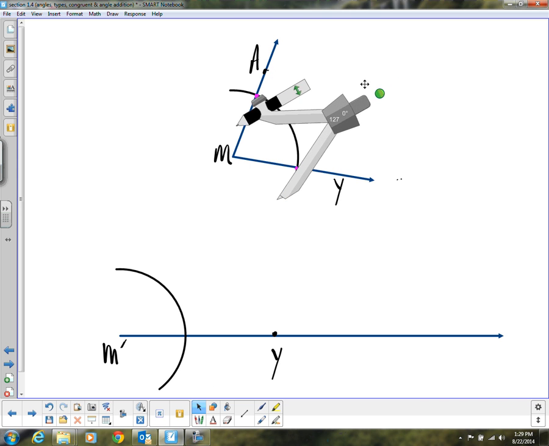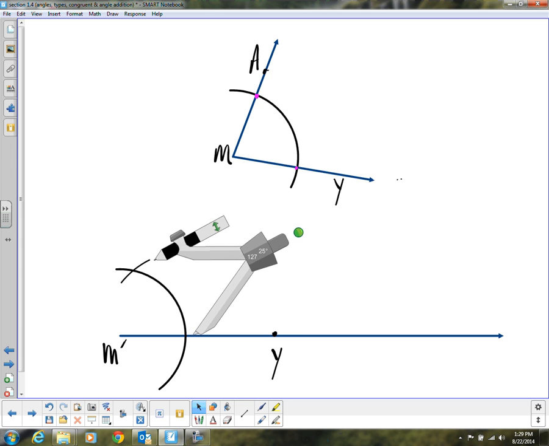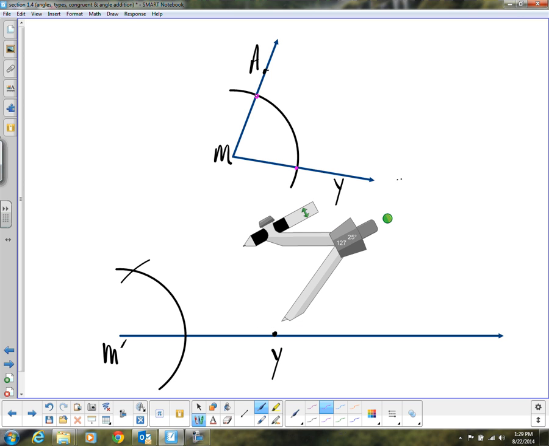Without changing its opening, come down here and put your compass point on the corresponding point, and now you're going to draw an arc. So what you've just done is you have just located that point right there. So now you're going to take your ruler and you can connect this vertex through that point of intersection. So now this angle, and somewhere along here we've got A prime. This angle is the same as that angle. That's how we get a congruent angle or duplicate an angle.